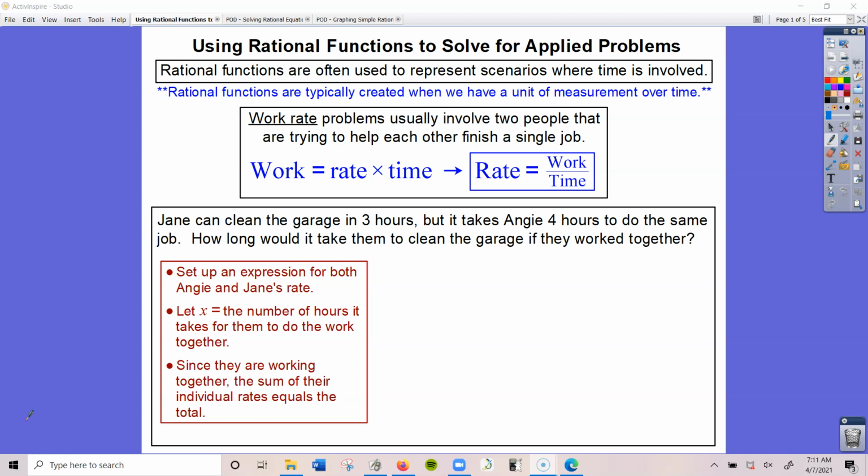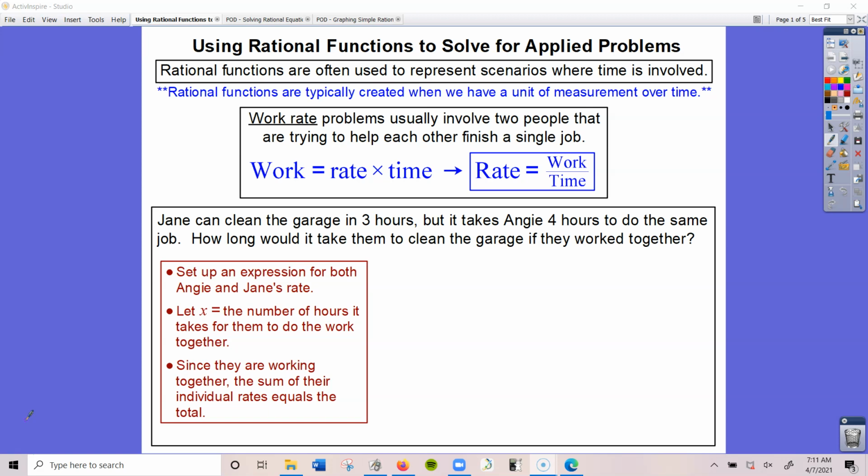Hey guys, today we're going to look at how we use rational functions to solve applied problems, meaning word problems. So within this lesson, we're going to dissect each of these word problems and see how we can take the scenario that's given and translate it to a rational equation. First, we're going to start off with work.